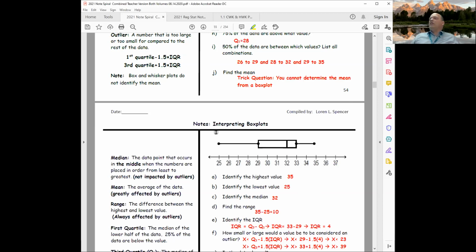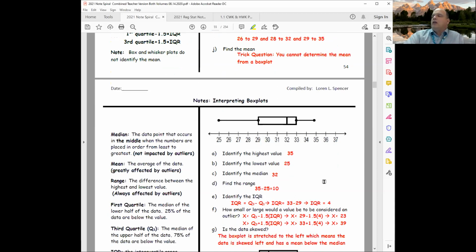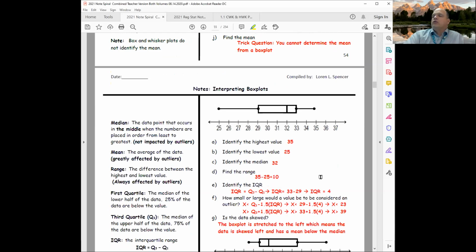So when we say X is less than 23, we establish a fence. Anything beyond the fence is an outlier. So less than 23 is an outlier. On the upper side, it's the third quartile plus 1.5 IQRs. Our third quartile is 33 plus 1.5 times 4. That gives me 39. So if we'd had a value that was greater than 39, it would have been an outlier. If it equals 39, it is not an outlier.